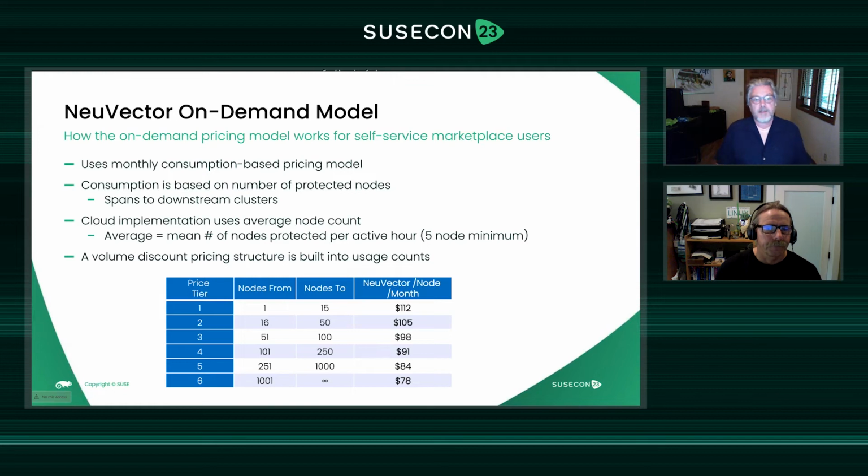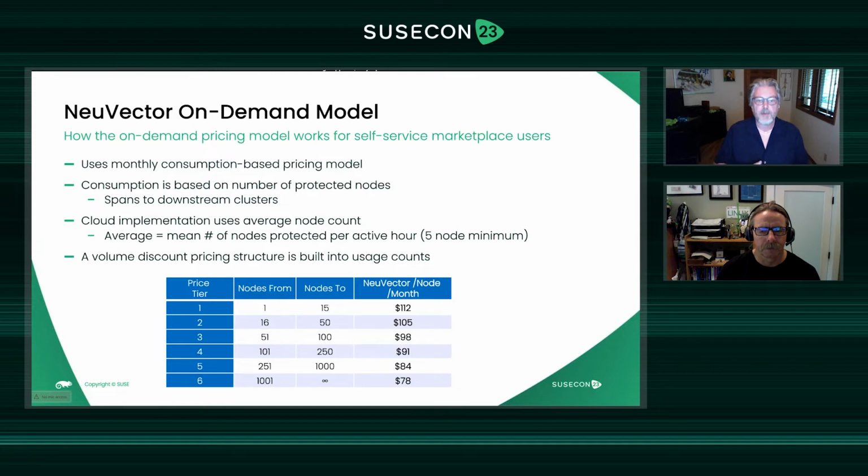Okay, so let's just talk a little about what the model is going to be. We'll start with NeuVector. This is the on-demand model, the pay-as-you-go that will monetize through the marketplaces. The table on the bottom is how the pricing model works, and this is very similar to the data center pricing model that NeuVector has rolled out in recent months. It's a tiered model that's really based on volume pricing. So 1 to 15 nodes, it's going to price at a certain level, and then all the way down until you get to over 1,000 nodes, so 6 different tiers for volume pricing.